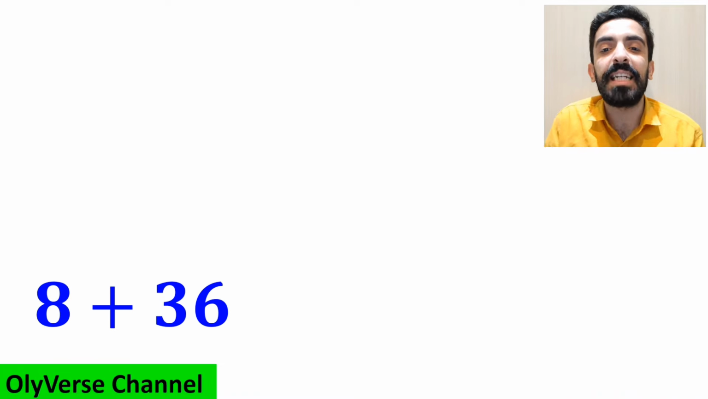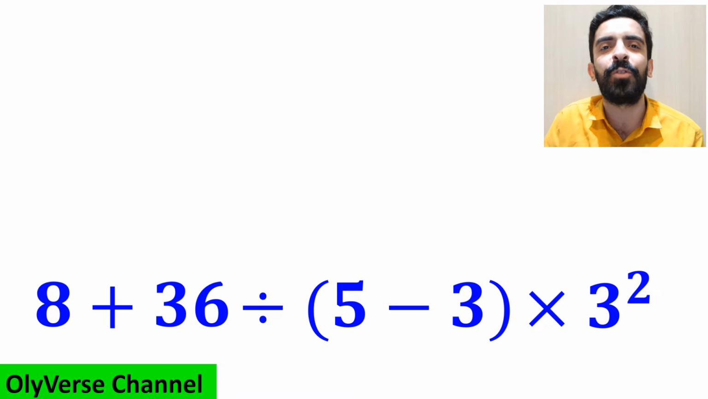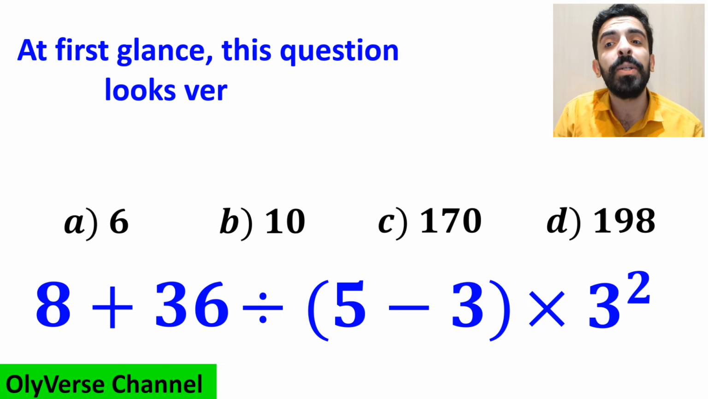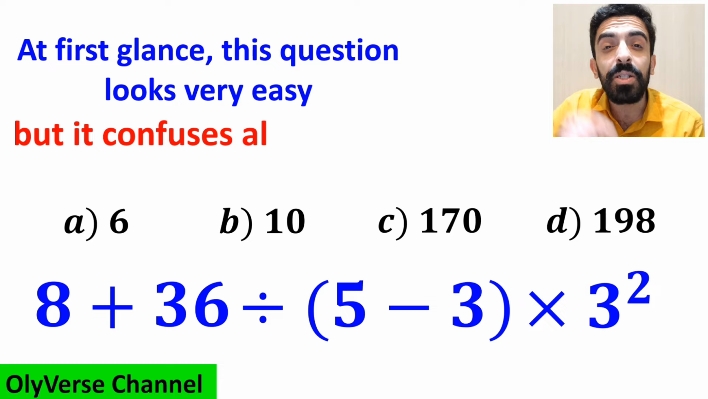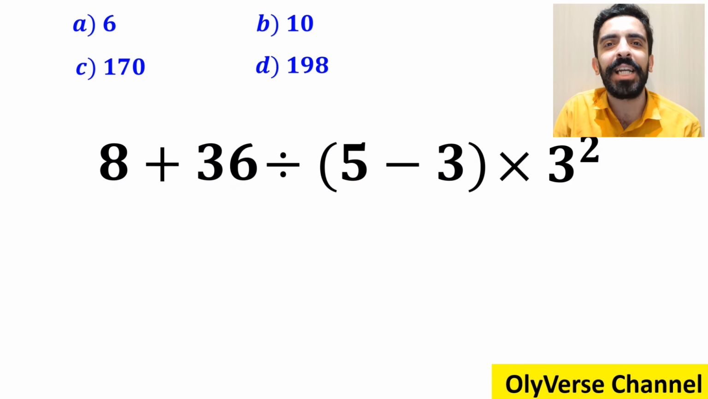What is the value of the expression 8 plus 36 divided by (5 minus 3), then times 3 to the power of 2? Which option do you think is the correct answer to this question? At first glance, this question looks very easy, but it confuses almost everyone. Let's start and break it down step by step together.